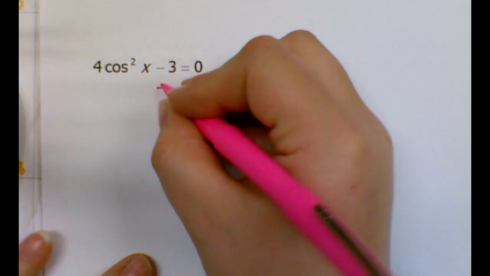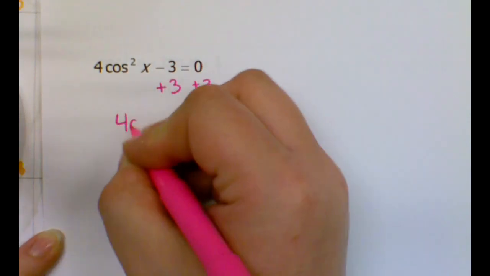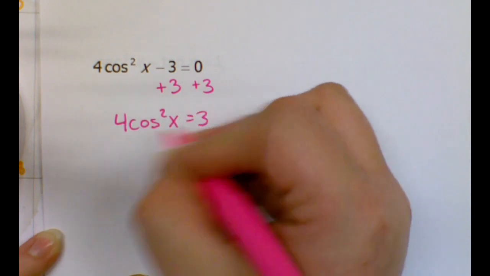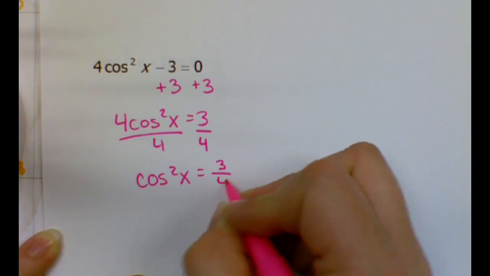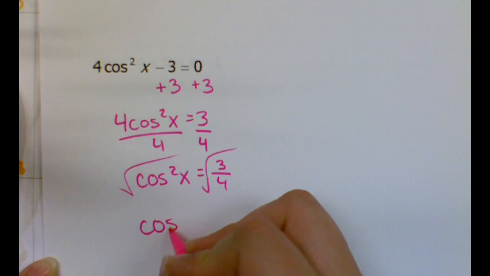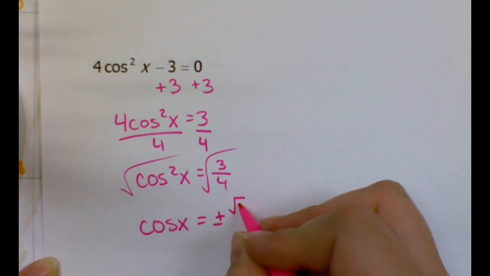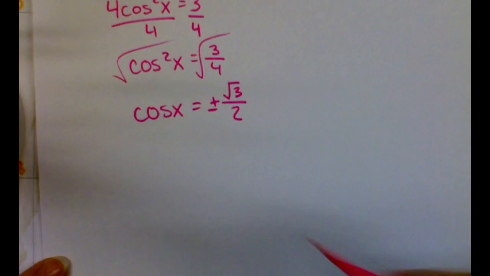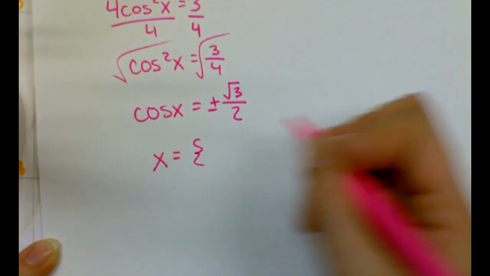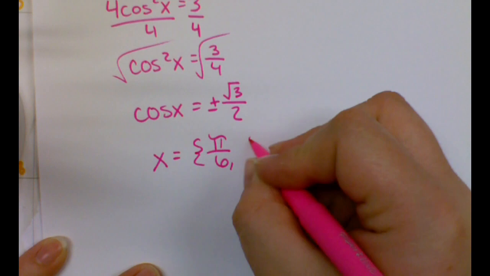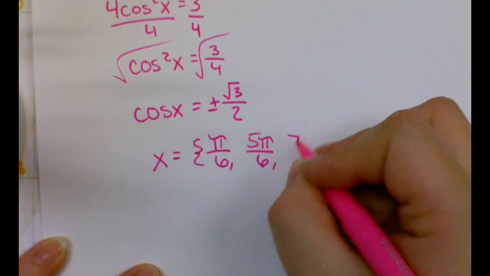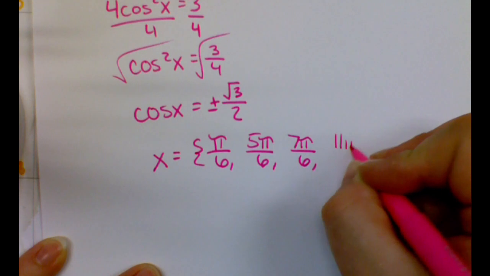All right, for cosine of x minus 3, sorry, cosine squared of x minus 3 equals 0. Let's get that cosine alone. Add the 3. Divide by 4. And then square root both sides. So cosine of x equals positive or negative square root of 3 over 2. So we're only working on 0 to 2 pi. So where's cosine positive or negative square root of 3 over 2? That's pi over 6, 5 pi over 6, 7 pi over 6, and 11 pi over 6.